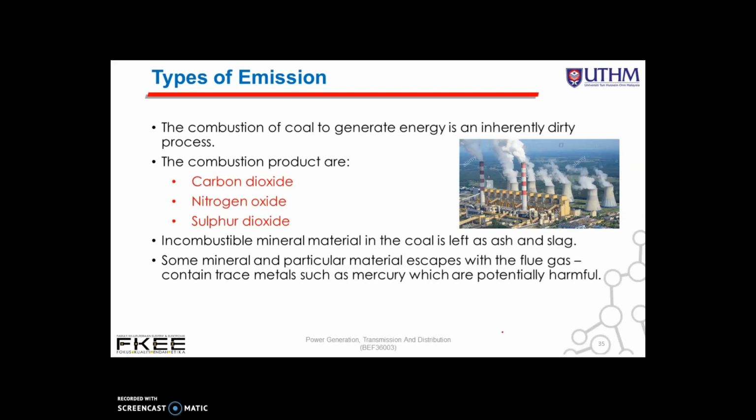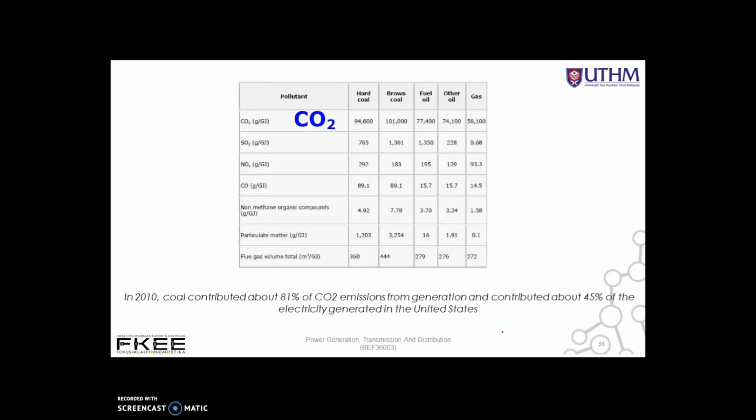In addition, incombustible mineral material in the coal is left as ash and slag. Some mineral and particulate material escapes with the flue gas that contains trace metals such as mercury, which are potentially harmful.